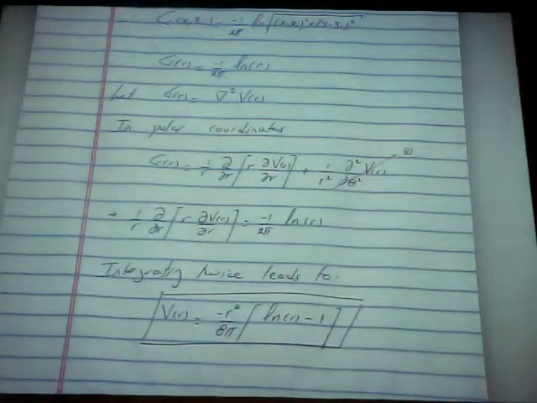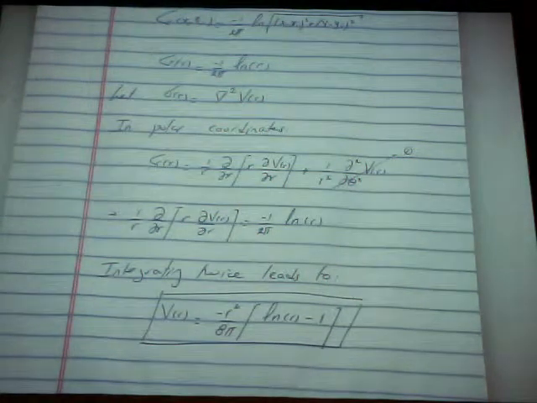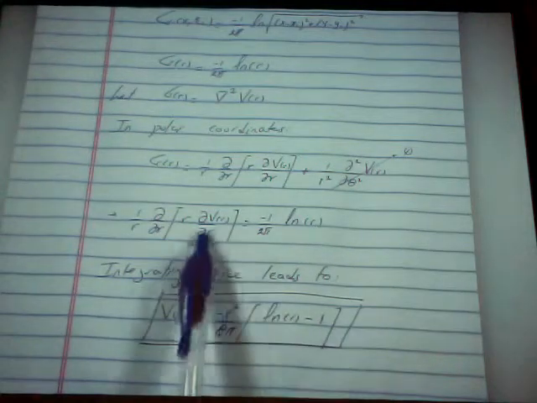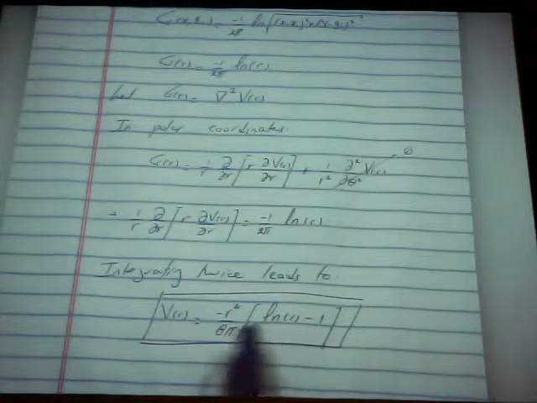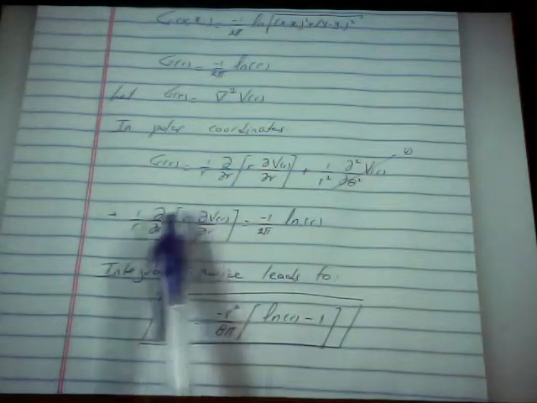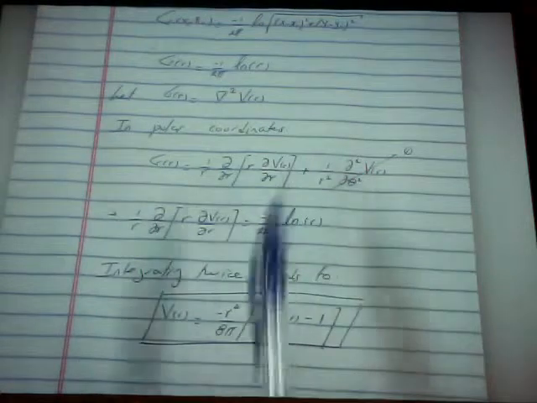And you can try it if you want. Take this, differentiate it with respect to r. We have to differentiate the product. Multiply times r, differentiate with respect to r again, and divide by r, and you'll see you get the log of r.